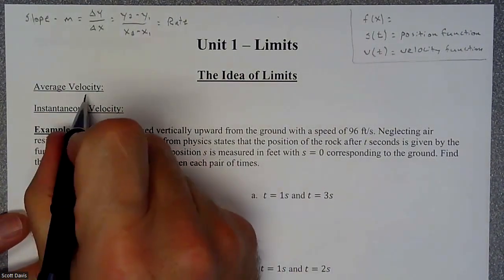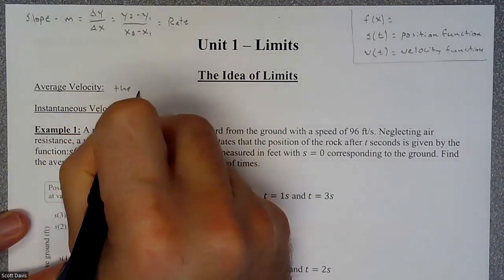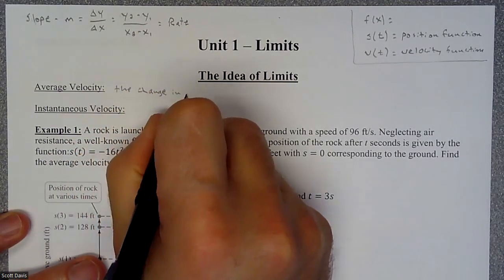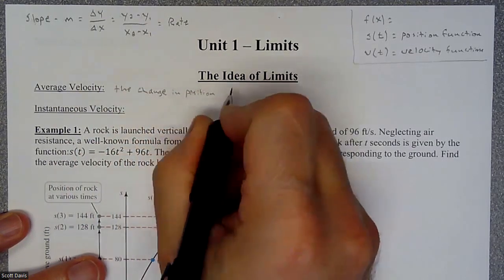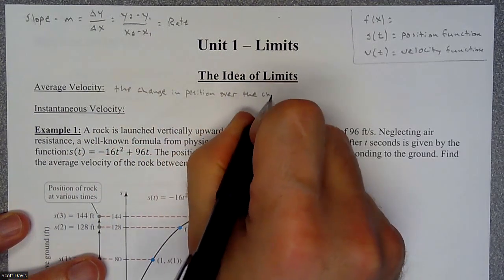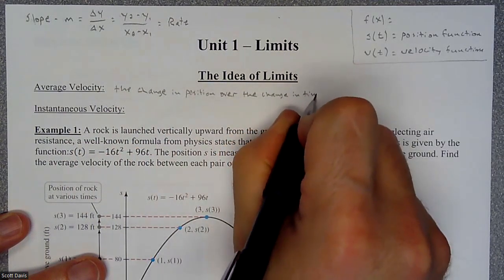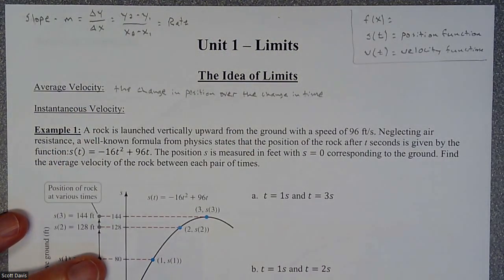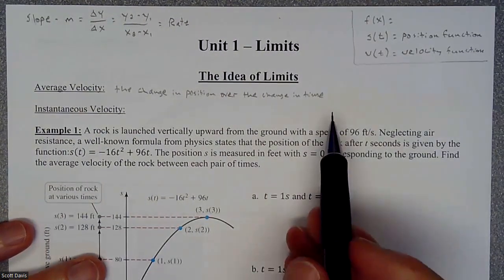All right, first thing is average velocity. Average velocity is going to be defined by the change in position over the change in time, which is exactly this, change in your y's over the change in your x's. So your graph is going to have your y values related to position, and then your x values are going to be related to time.